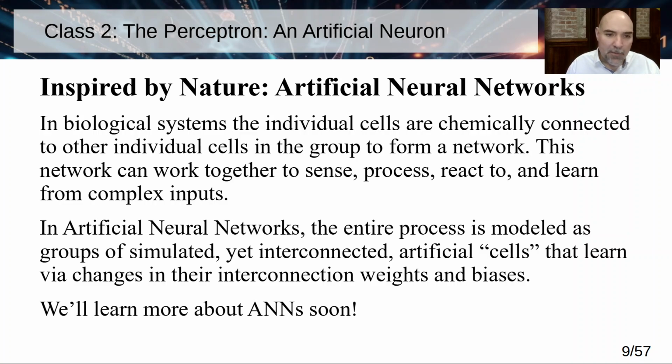Now, in artificial neural networks, like we're going to be creating, the process is modeled as groups of simulated, interconnected artificial cells, and they still learn. They still interact with each other via interconnections. Those interconnections have weights associated with them and biases that are the equivalent of how in biology there's a certain amount of chemical and a certain amount of connection strength, with how much those are grown together and how they're configured with how they wire up to each other.